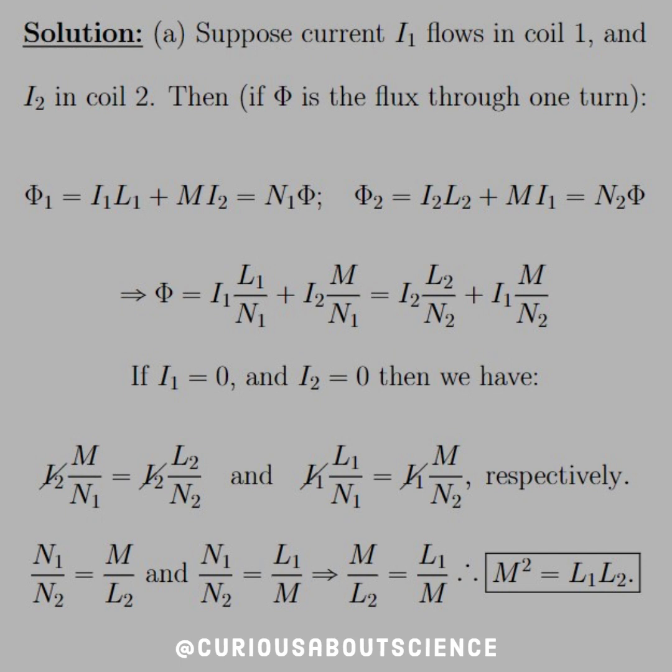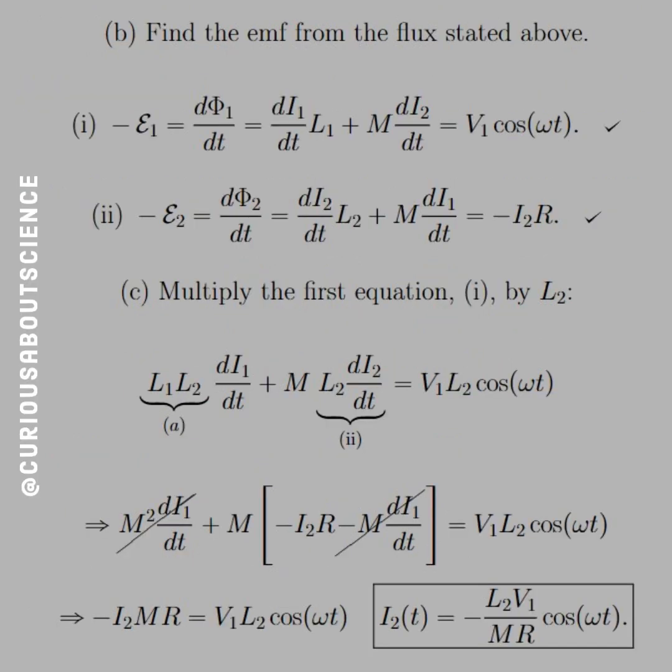Notice how both of these things are related by N1 and N2. So if we solve for the ratio of N1 and N2, we see that N1 over N2 is M over L2, and for I2 being 0, N1 over N2 is L1 over M. So if we set these two things equal to each other and cross multiply, we get M squared is equal to L1 times L2. That's awesome.